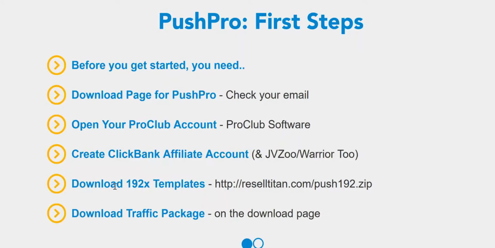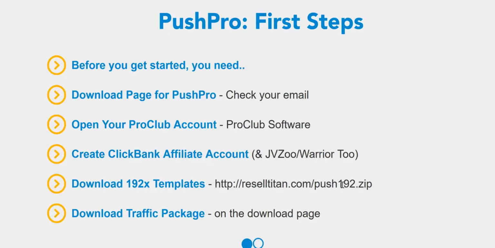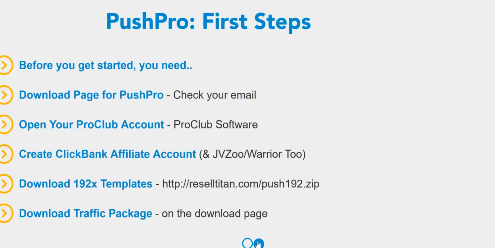Firstly, download the 192 by 192 small image templates, which you can get from this link here, reselletitan.com/push192.zip, and that will give you a collection of 192 by 192 small images which you can use in your push messages. You'll also want to download the Quick Start traffic package from the download page, which is going to recommend the best traffic sources to start off promoting your push websites with.